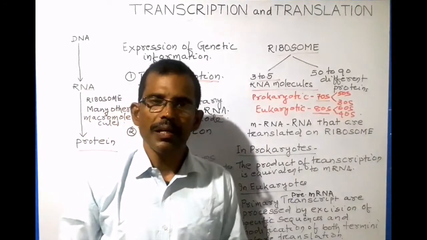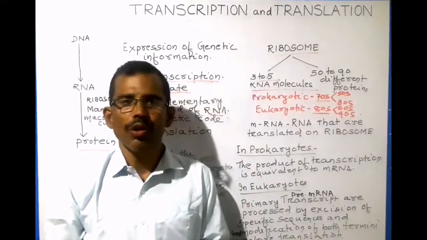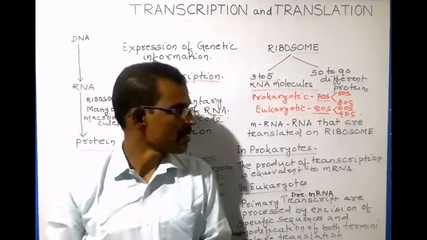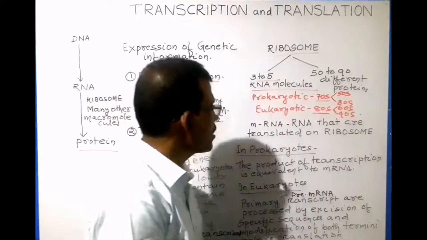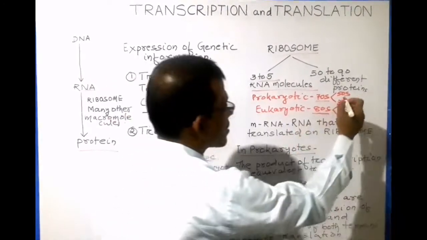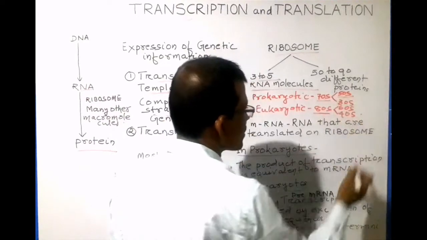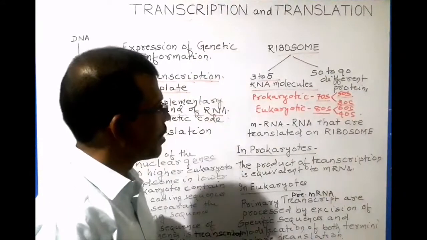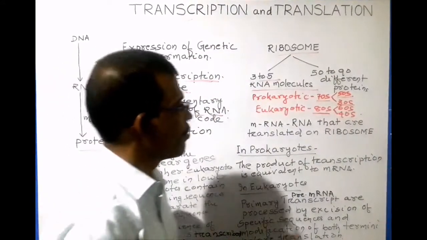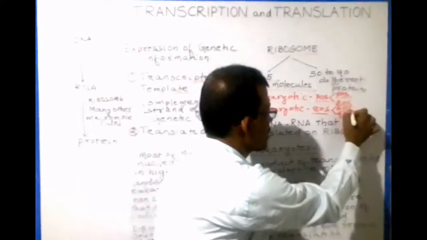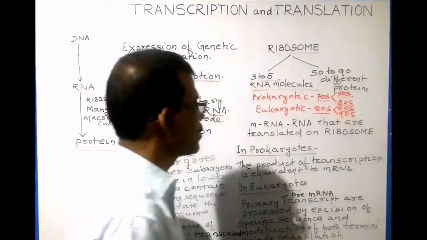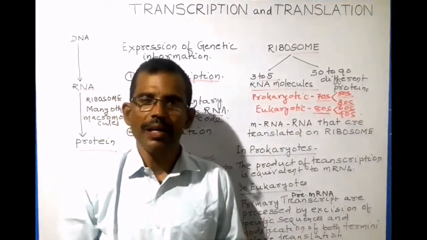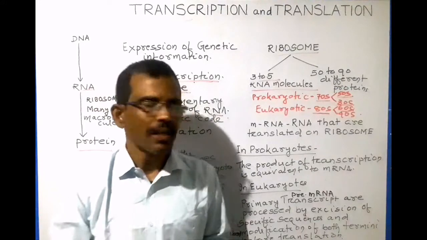Both prokaryotic and eukaryotic ribosomes are composed of two unequal subunits, a smaller subunit and a larger subunit. The prokaryotic ribosomes are composed of a larger subunit known as 50S and the smaller subunit is known as 30S, whereas the eukaryotic ribosomes are composed of a larger subunit, that is 60S, and the smaller subunit is 40S. This is about ribosome. Ribosome is the organelle that can read the genetic information.